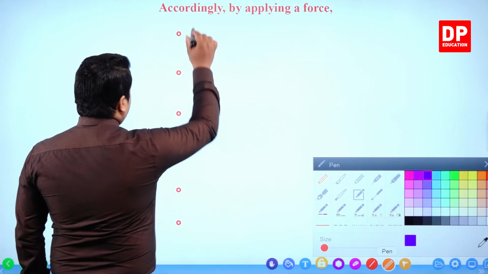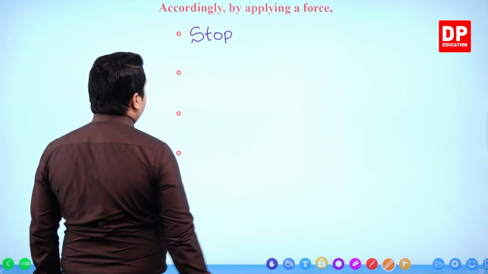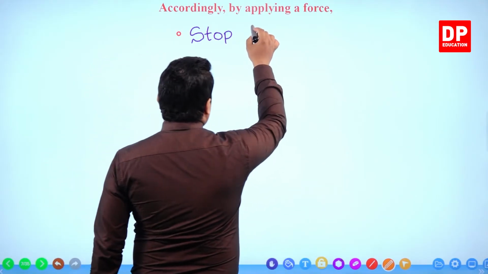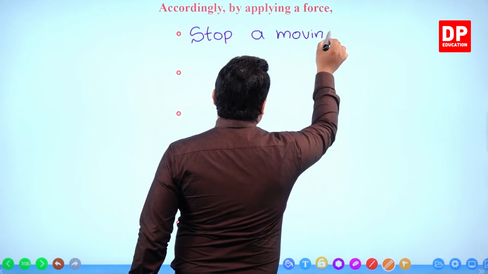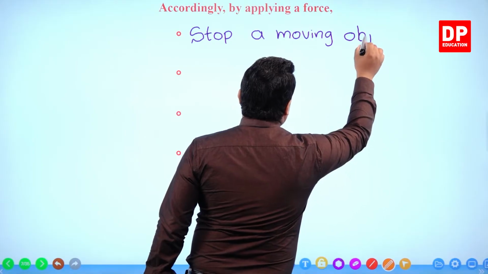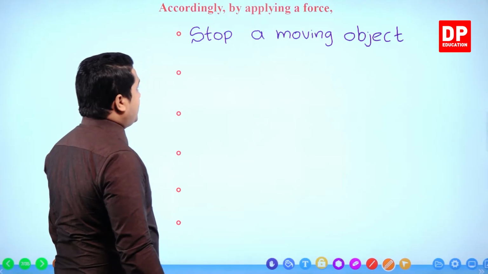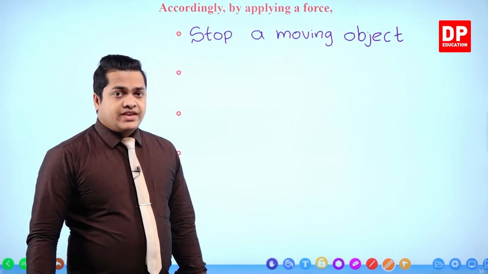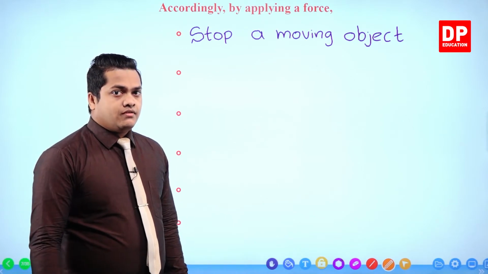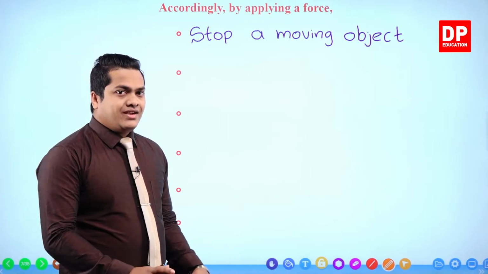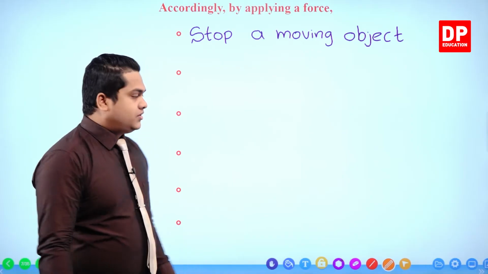by applying a force, we can stop a moving object. We can stop a moving object, right? By applying a force, we can stop a moving object. Or else the opposite of that. What is that? Move an object which is under rest. Rest means stationary without any motion.